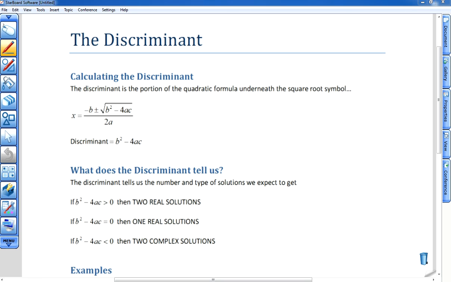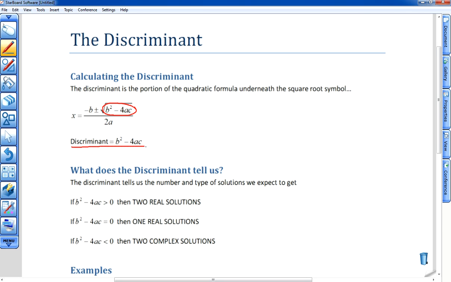The discriminant. What is the discriminant? The discriminant is a useful equation that allows us to determine the type and number of solutions. Now, the discriminant is simply a piece of the quadratic formula. The discriminant is the portion of the quadratic formula underneath the square root symbol. So the b squared minus 4ac, which is underneath the square root symbol in the quadratic formula, is our discriminant.